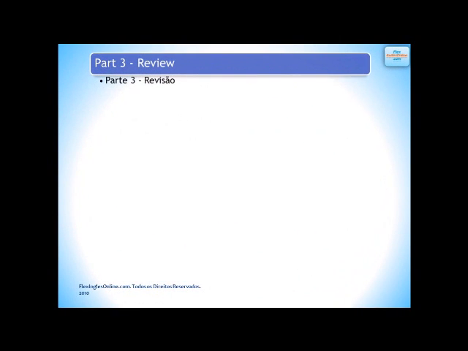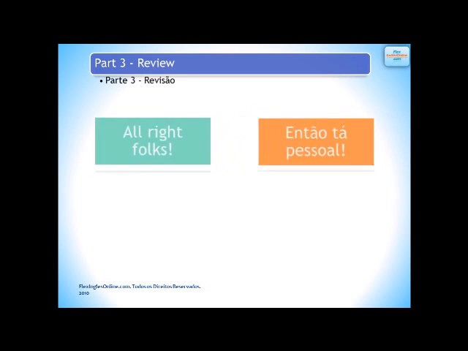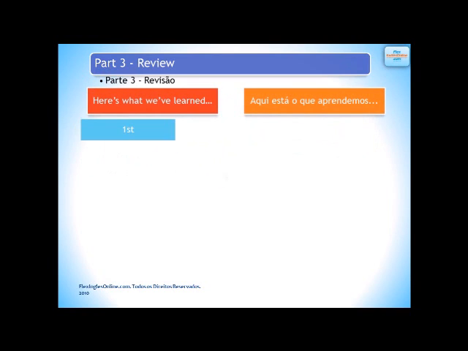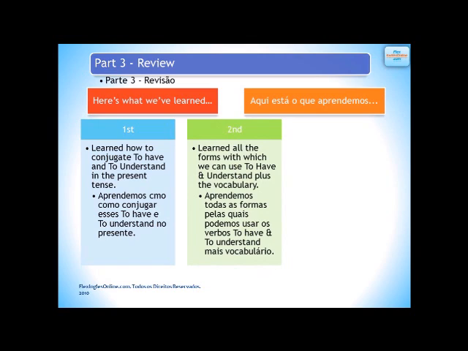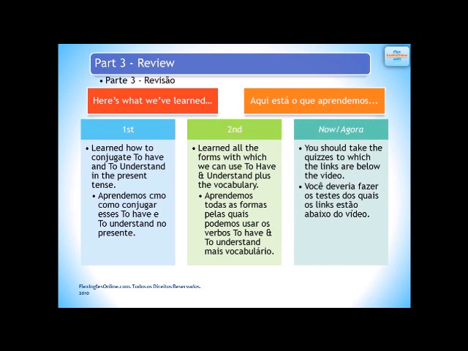Part 3. Review. Alright, folks. Here's what we've learned. First, we learned how to conjugate to have and to understand in the present tense. Second, we learned all the forms with which we can use to have and understand plus the vocabulary. And now, you should take the quizzes to which the links are below the video.